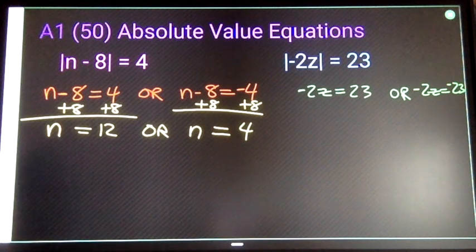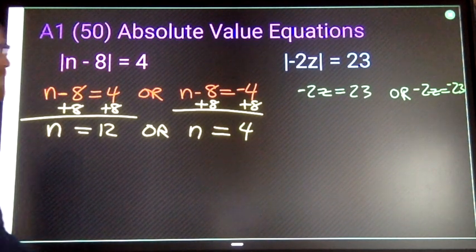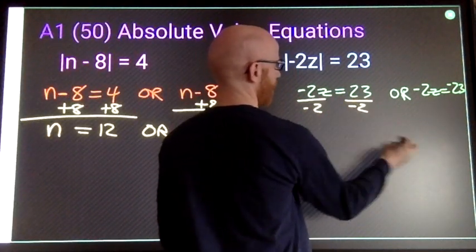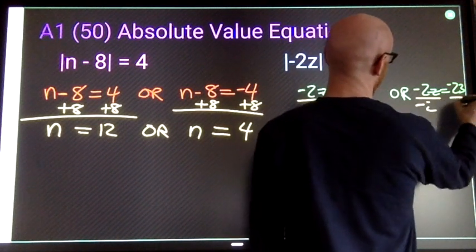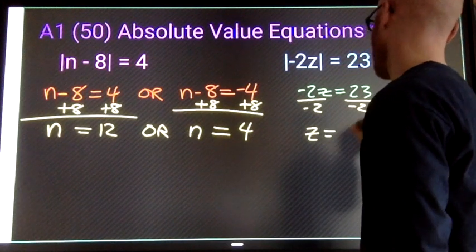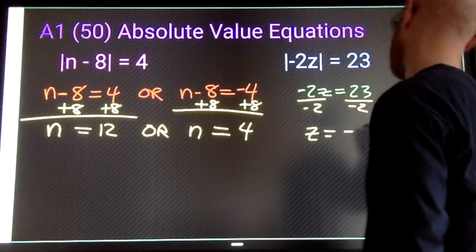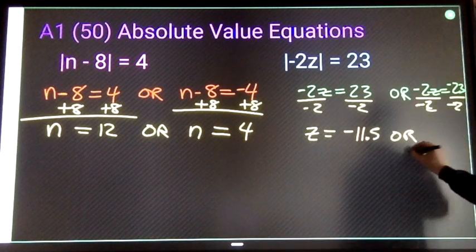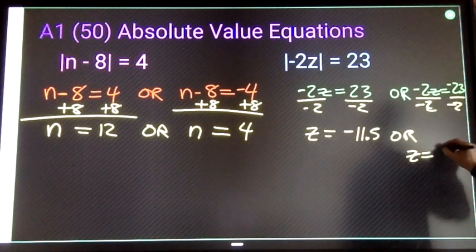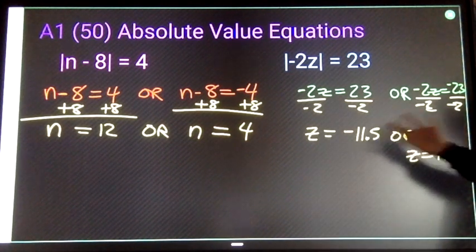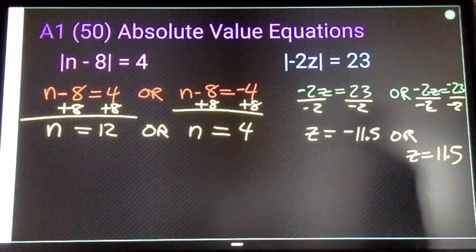See if you can do that guy over there. All right, nice and easy. Divide by -2. Divide by -2. Z equals -11.5, or Z equals +11.5. So this one, they actually do come out symmetrical across 0.